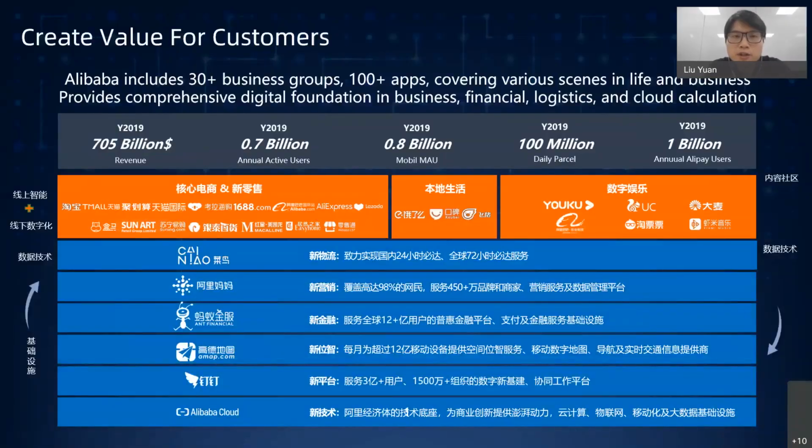In the past 20 years, Alibaba has grown to include over 30 business groups and over 100 apps, and now we have more touch points to more users in different areas of life and business.